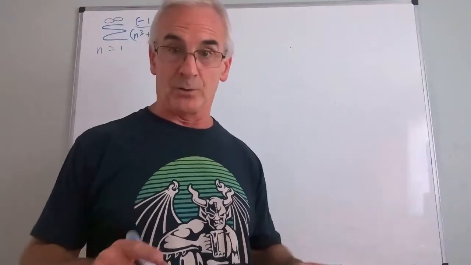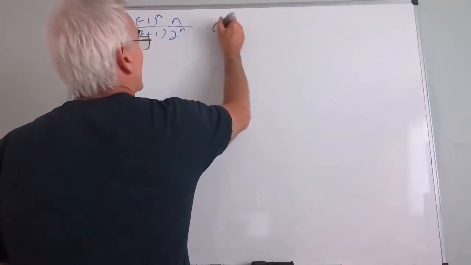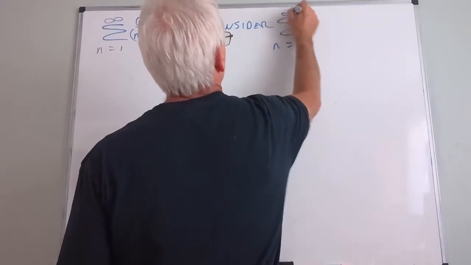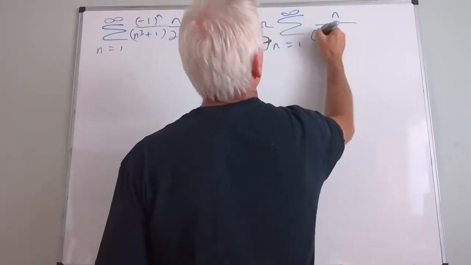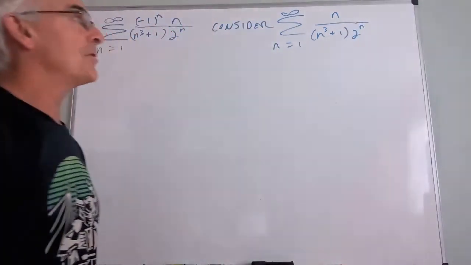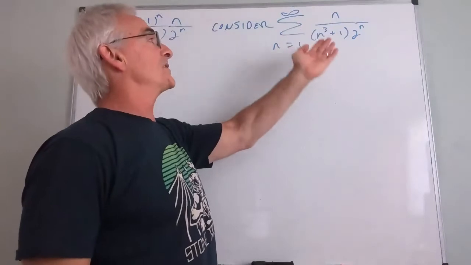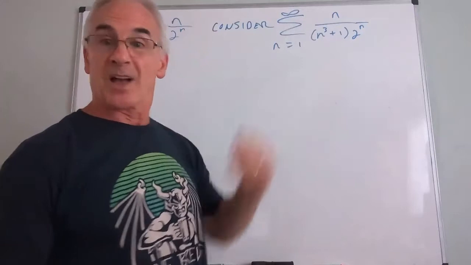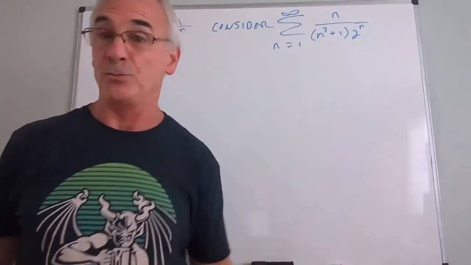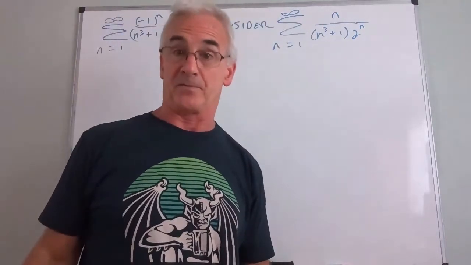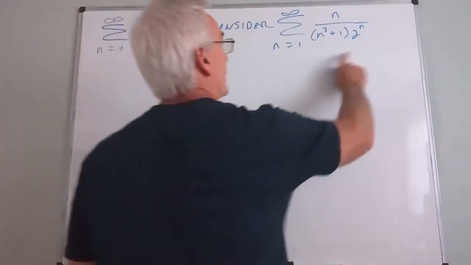So the next thing we're going to do is set up the problem that we are actually going to attack. We start by writing consider, and I'm going to write the same thing, but the non-alternating version. Consider this series right here. Now, either this series converges or this series diverges. It's one or the other. If this series converges, I'm done. There's nothing left to do. If this series diverges, then I will try the nth term test to see if I can go a step further.